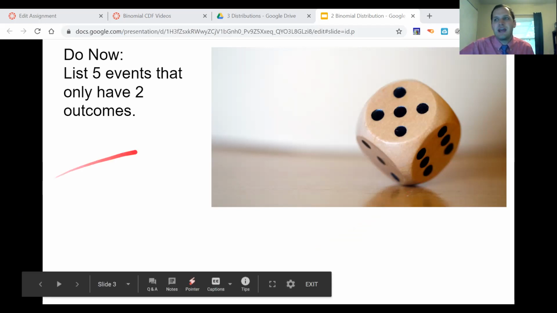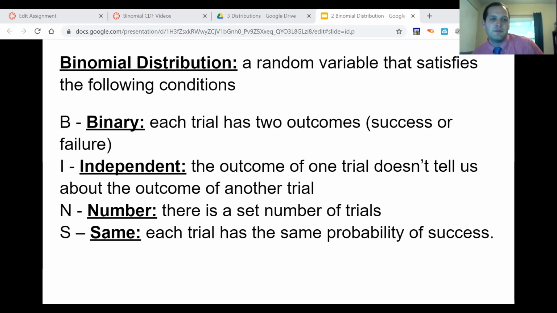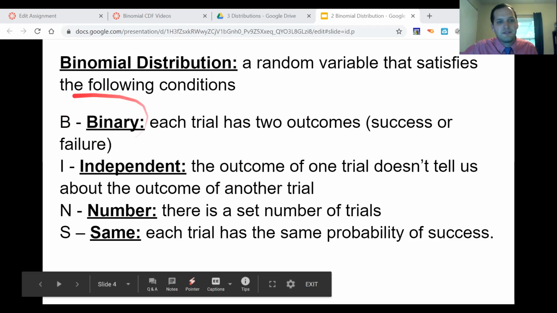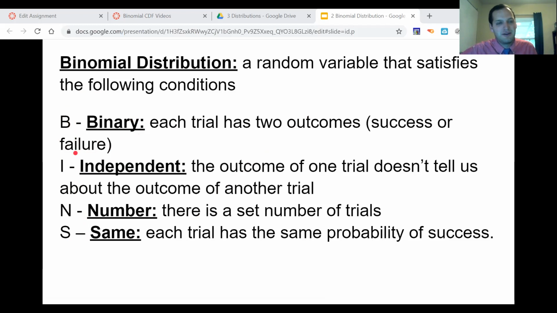So let's look at a couple examples and how we can determine if something is binomial or not. The best way is BINS, B-I-N-S. If you need to pause it and write this down, go for it. The B in BINS stands for binary. Binary means 2. There are exactly 2 outcomes, no more, no less. When you flip a coin, it's either heads or it's tails. It's not belly or hoof, it's heads or tails. So if there's only 2 outcomes, then it satisfies the B for binary. We have to satisfy all 4. If it doesn't satisfy one of these, we're out of luck.